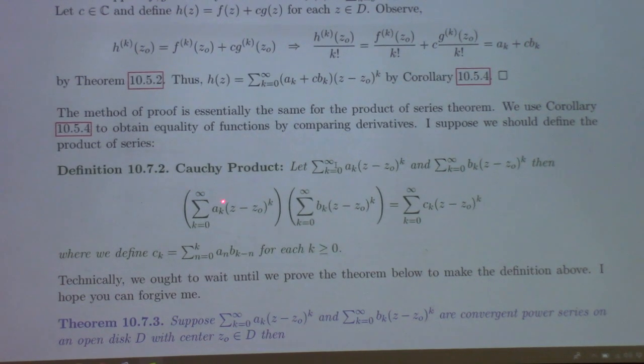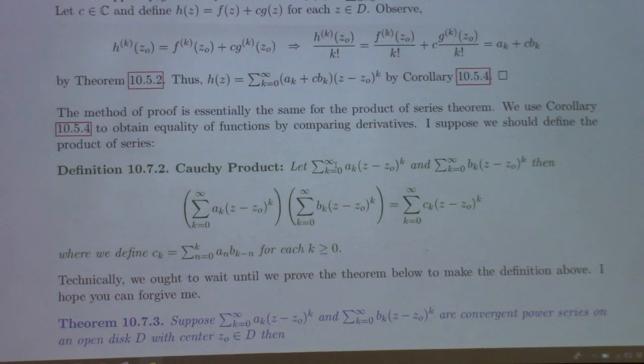But anyway, we should define the product. Here I do. So this times that is defined to be the sum k equals 0 to infinity of c sub k times (z minus z naught) to the k, where these c sub k's are produced by doing what? Taking the sum n equals 0 to k of a sub n times b sub k minus n. So all this is really saying is you just multiply the series by going order by order in the way that we always do. But this is a careful definition of what we mean by the product of two series.